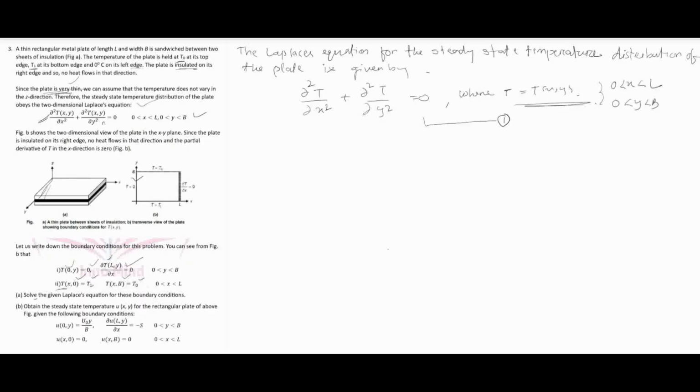Since the plate is insulated on its right edge, no heat flows in that direction, and the partial derivative of T in the x direction is 0. We have already discussed this boundary condition, so no need to discuss again. Next, solve the given Laplace's equation for these boundary conditions. Now we have to solve this Laplace's equation for these two boundary conditions.